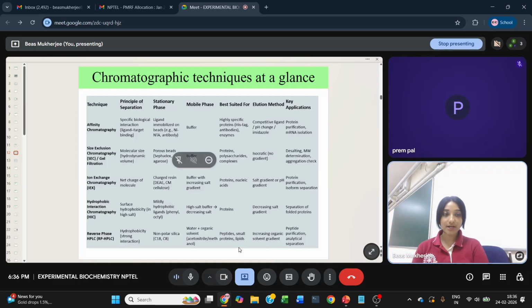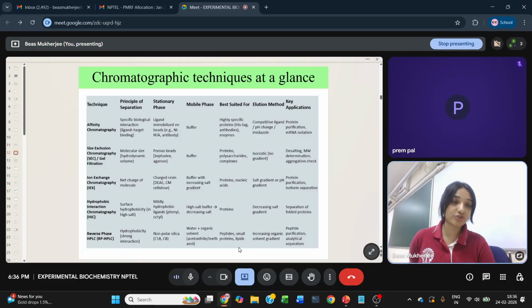Okay, so we'll continue. Now we have understood about this size exclusion chromatography. Then there are protein saccharide complexes. So these are all useful for separation using size exclusion chromatography. And then the elution method is isocratic. So there is no gradient.